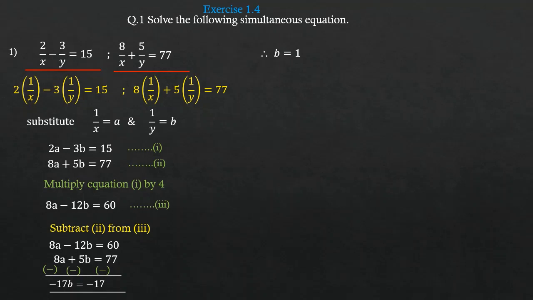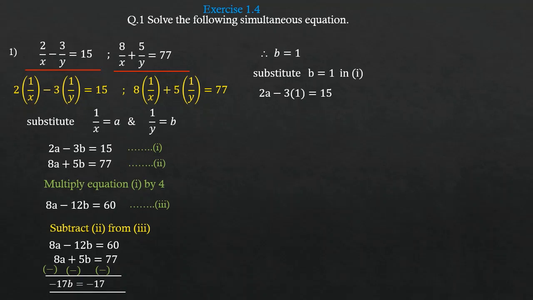Now after getting the value of b, it's very obvious, we know very well ki how to find out the value of a. So we substitute this value of b in any one equation. Here we prefer to substitute in 1. So when we substitute in 1, we get 2a minus 3b, this is your equation number 1. Here we have to substitute that equation mein a ka, b ka value 1. So we get 2a minus 3 into 1 equal to 15.